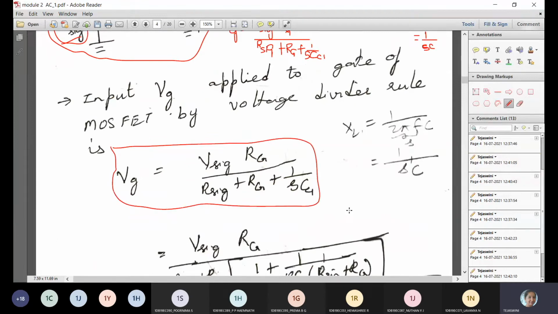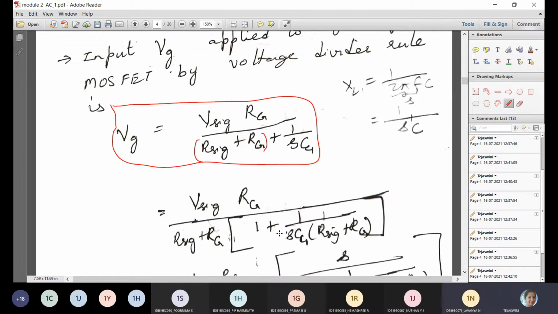Now you need to take this term as common in the denominator. What will happen if you take it common? R signal plus RG common, what happens? 1 plus S CC1 into R signal plus RG. Are you getting it? Yes.